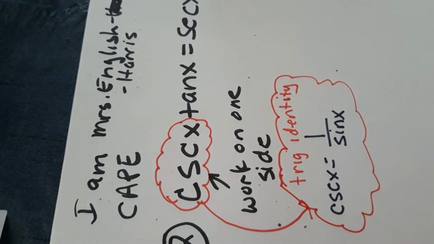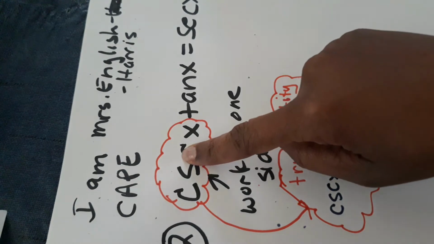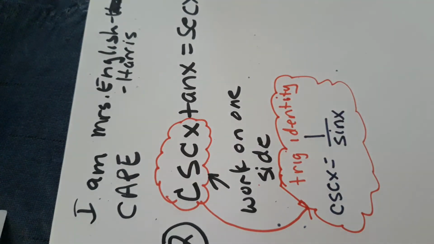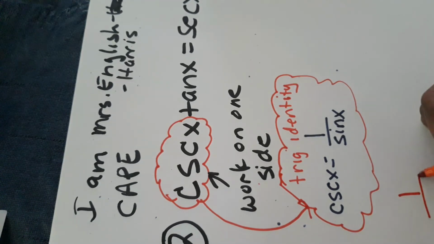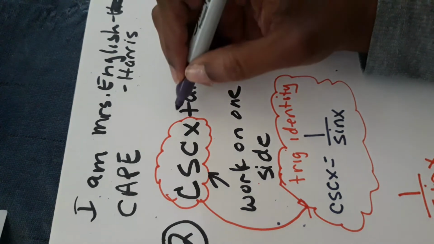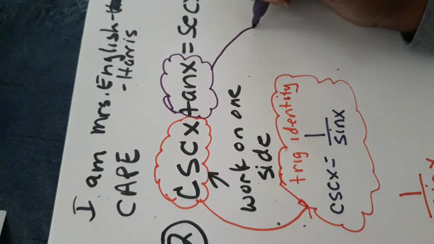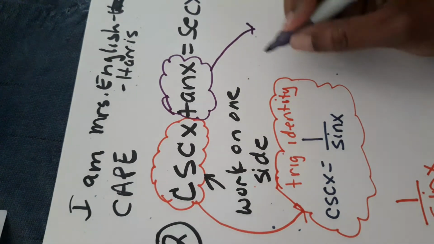Now we're going to replace the cosecant x with 1 over sine x in our problem. So let's do that. So we're replacing that. That's 1 over sine x. Now let's look at this little tangent. Oh, I forgot my plus sign. Oh, no, I didn't need my plus sign. It's multiplication. That's right. My tangent x. All right. Let's bring that buddy down over here.